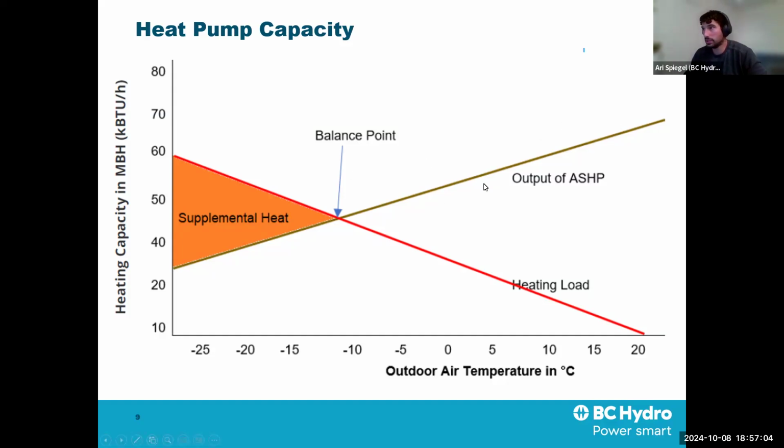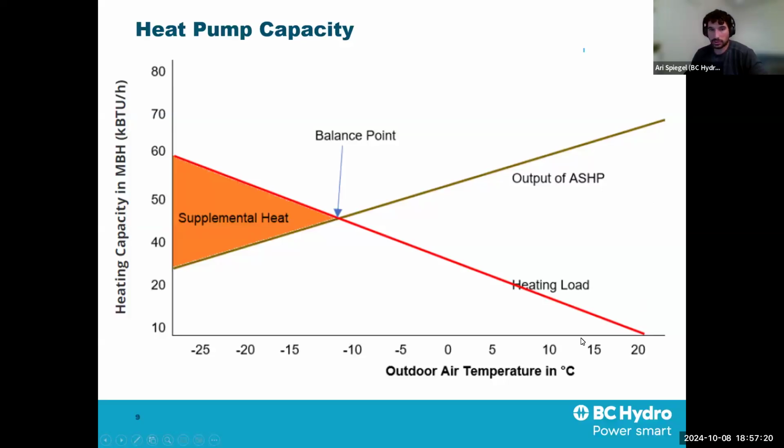So starting on this yellowish or brown line is the output of a heat pump. We've got heating capacity in MBH on the y-axis here and outdoor temperature on the x-axis.